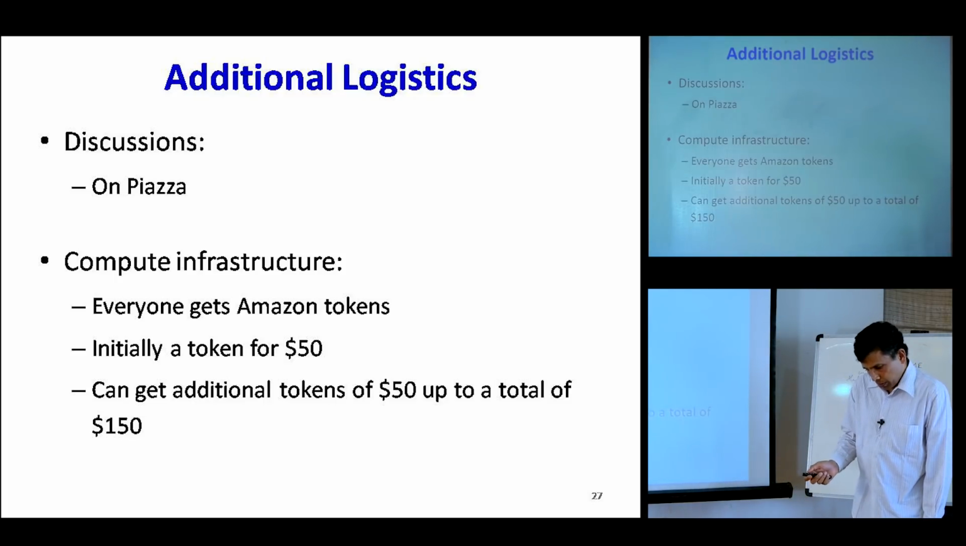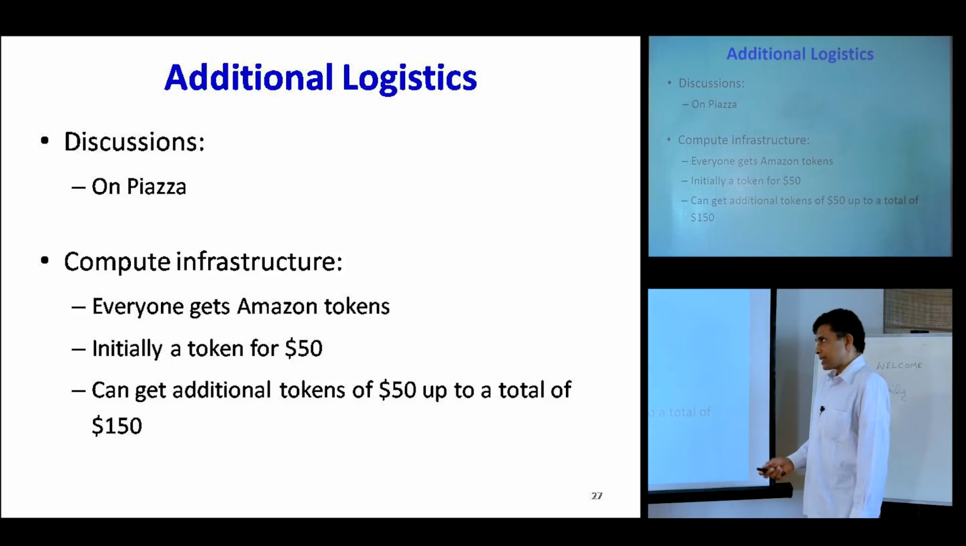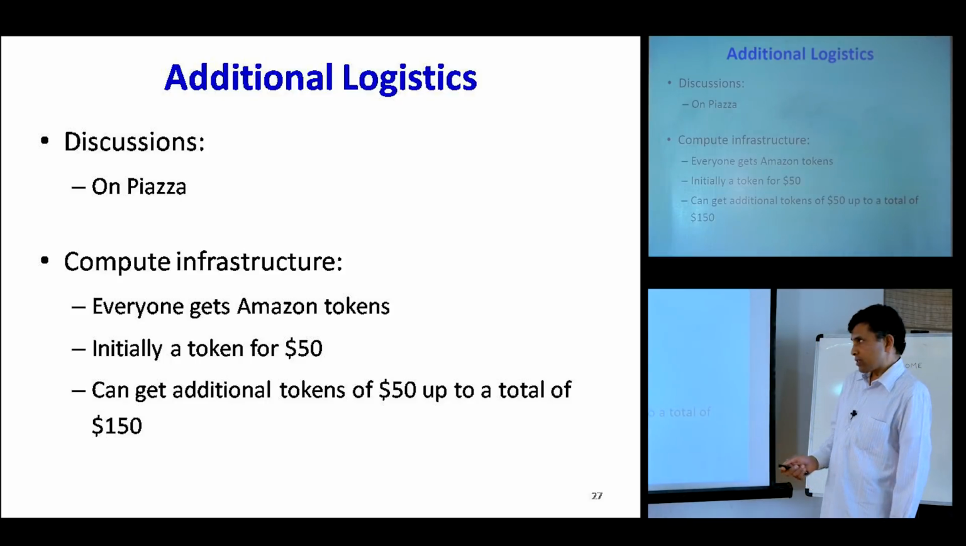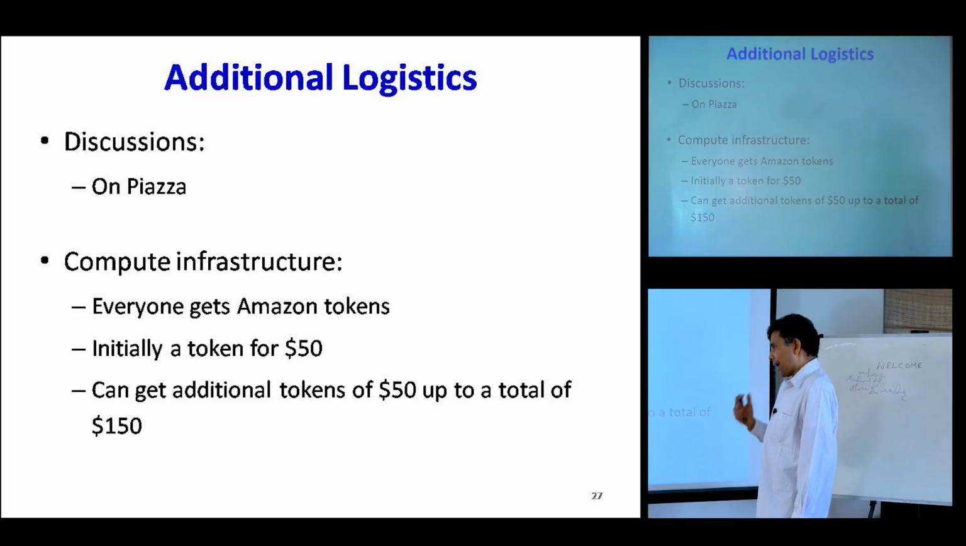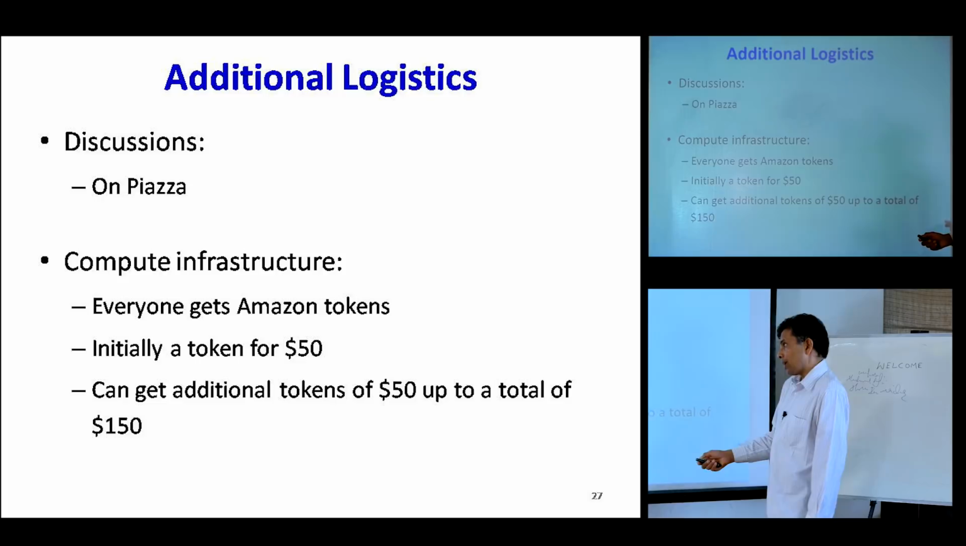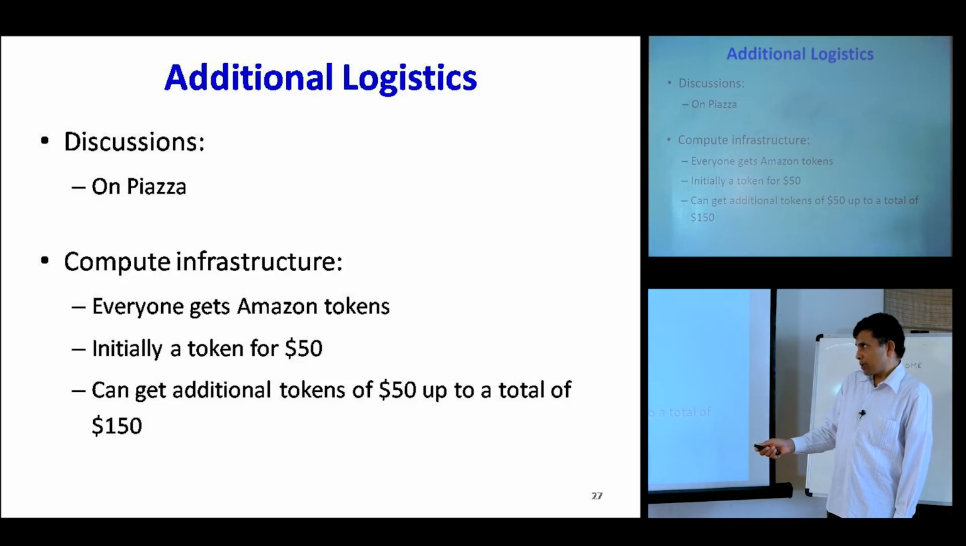Of course, this is an implementation heavy course, so you're going to have to implement stuff, which means you will need compute infrastructure. All students will get Amazon tokens. Initially, you'll get a token for $50, and later on, you can get additional tokens of $50 for up to a total of $150 for AWS services. You can use this for your homeworks.